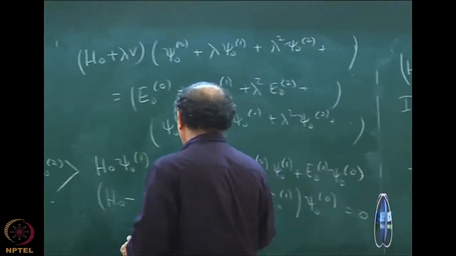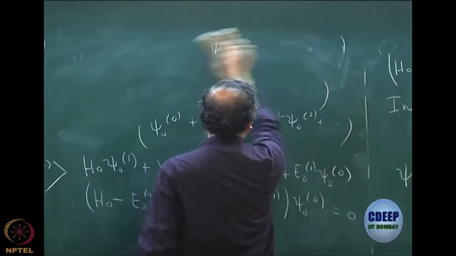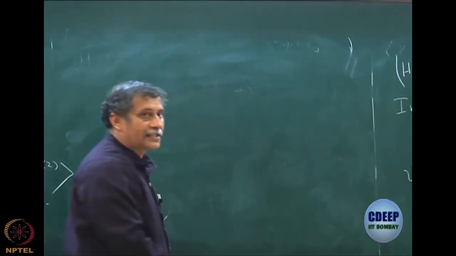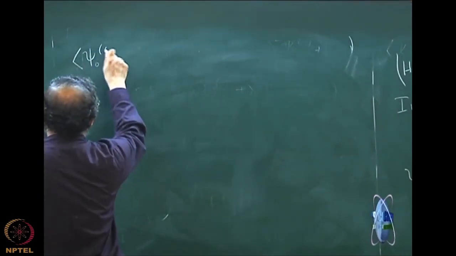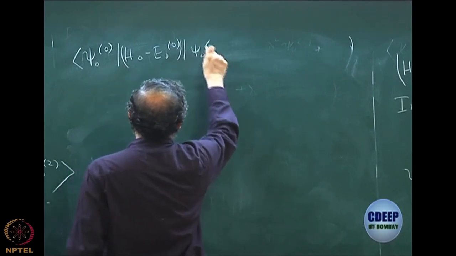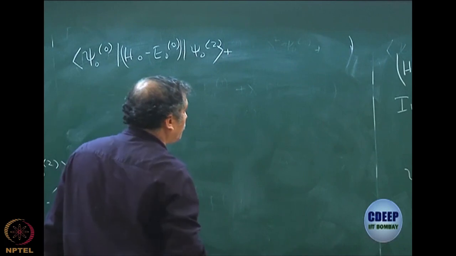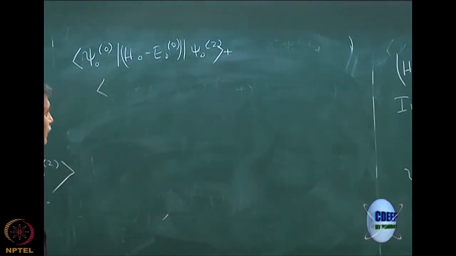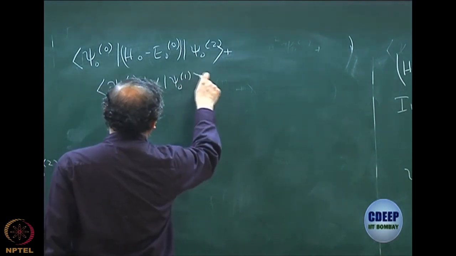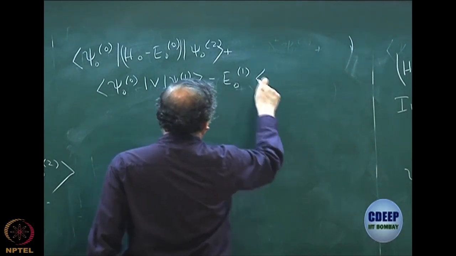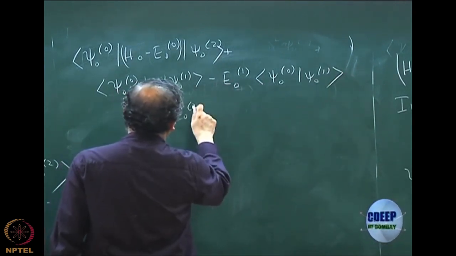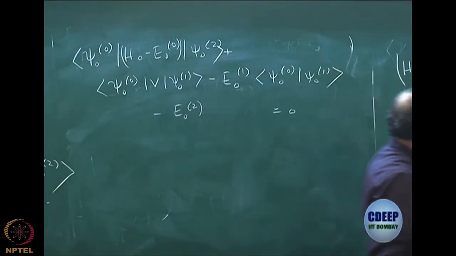Okay? So, let me go back to the second order equation now, which is written there. Let me do the same projection with psi 0 0, exactly like I did. So, let me write down the projection with psi 0 0: H naught minus E 0 0 acting on psi 0 2, plus, writing now in Dirac notation all the integrals, psi 0 0 V psi 0 1 minus E 0 1 psi 0 0 psi 0 1. I hope all of you can write easily. Minus E 0 2 equal to 0. Please note that I have split this part.